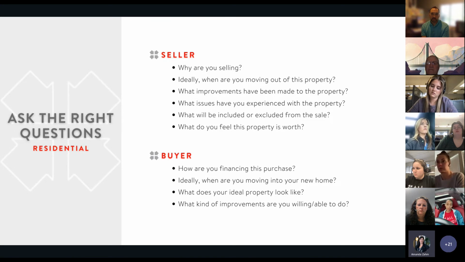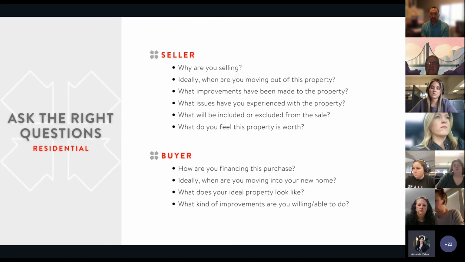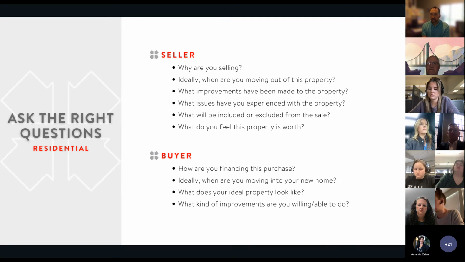Are you looking for something that needs a little bit of work? Are you looking for something that's move-in ready? These are all going to help determine not only what the best property is for them, but how aggressive they will be in their negotiations.